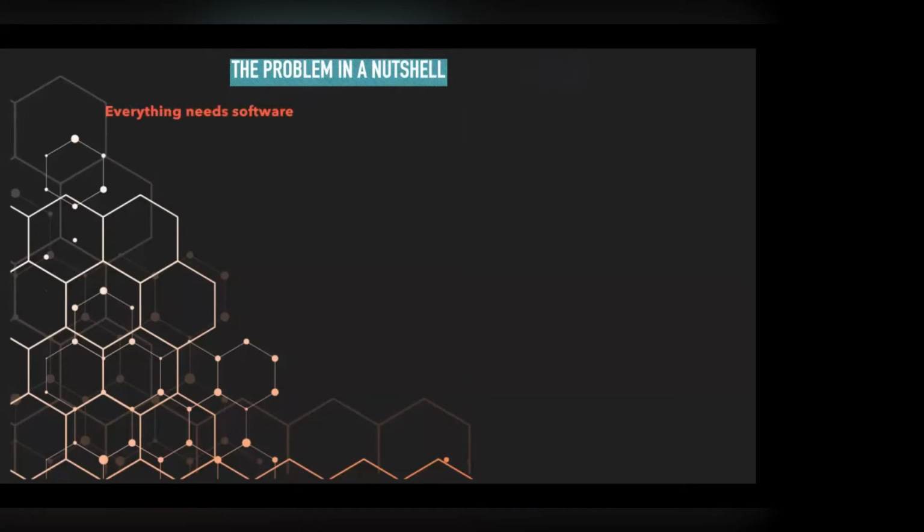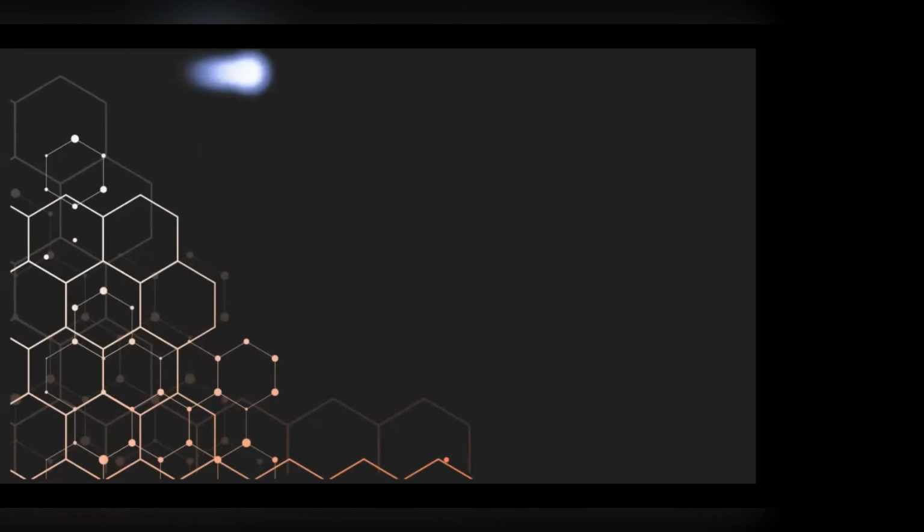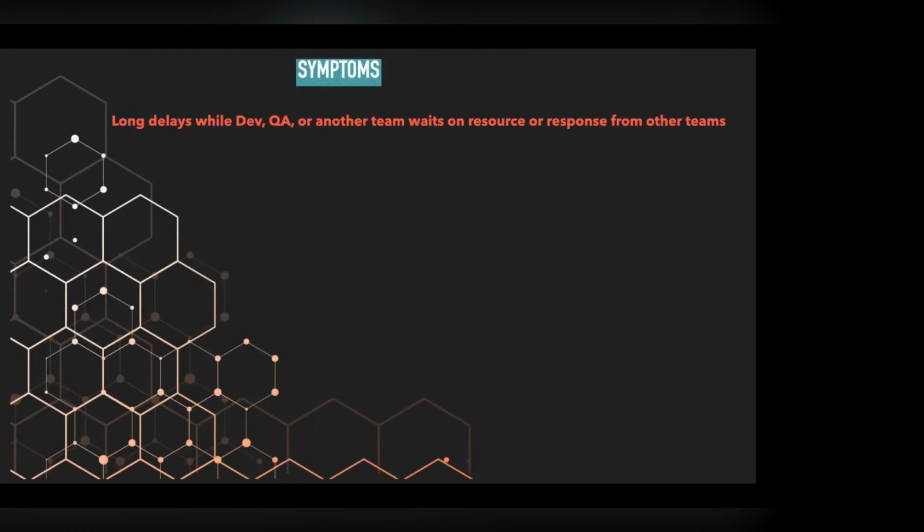So the problem in a nutshell: what kind of problem are we facing? Everything needs software. I'm talking about the development side. Software runs on a server to become a service, and delivering it as a service from inception to its users is slow and error prone. There are internal friction points that cause this, and it loses your money on the client side. It also has symptoms like long delays while dev and QA or another team waits on resources and responses from other teams. It may take a few weeks, maybe 2 months, to get a response or feedback from each other.